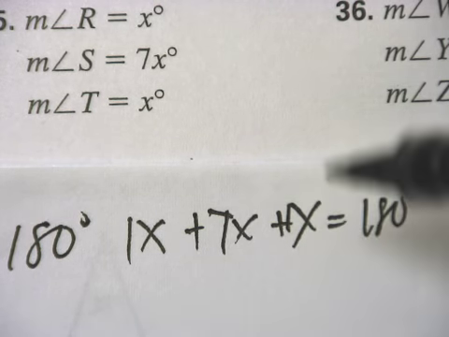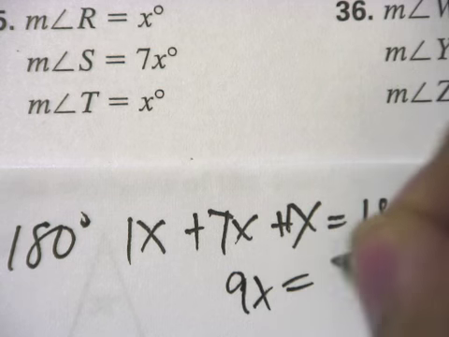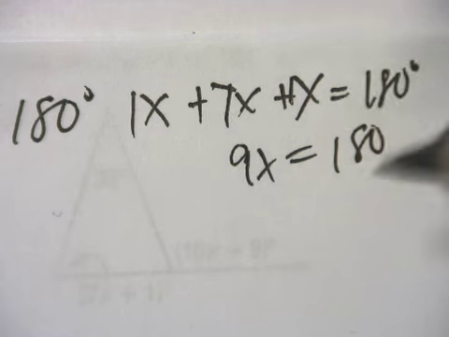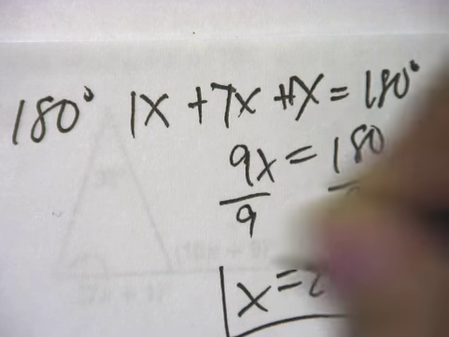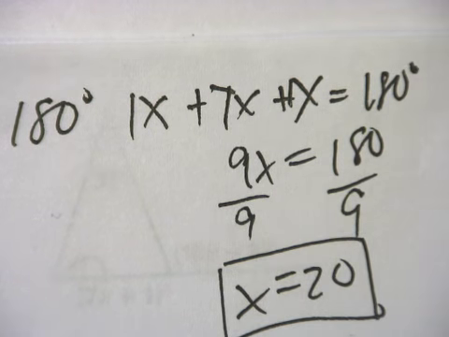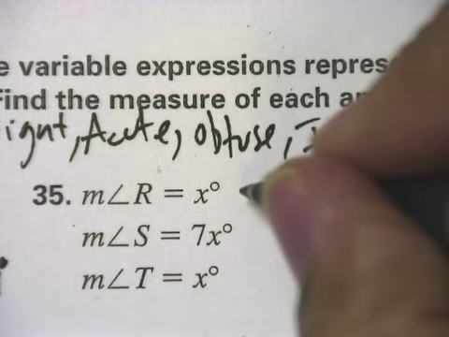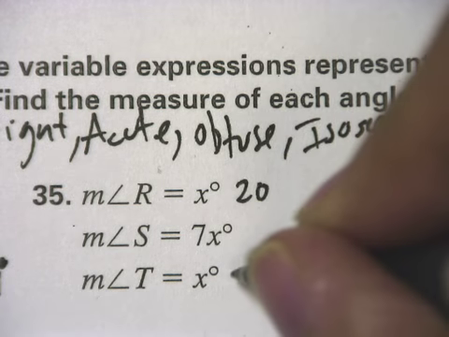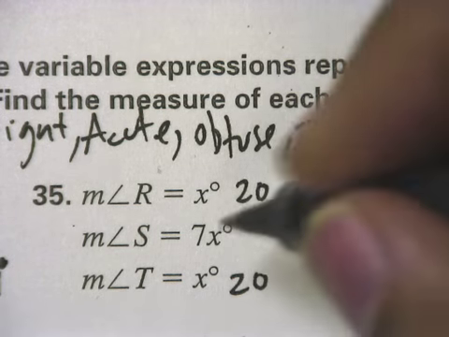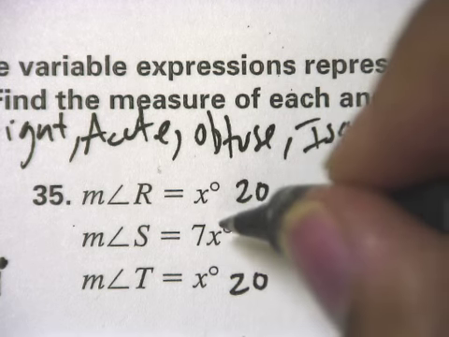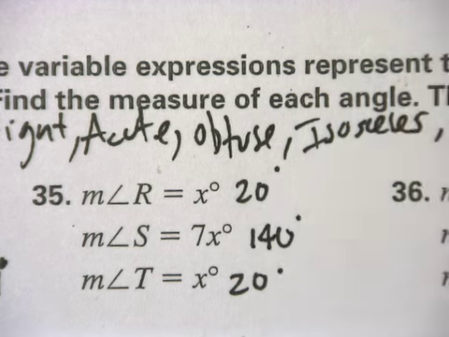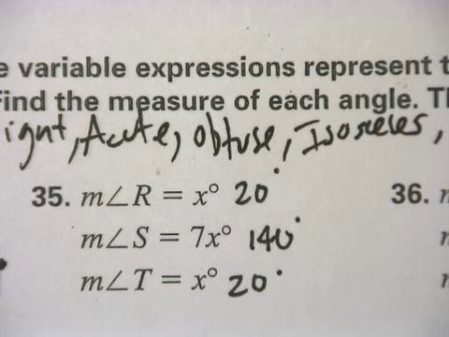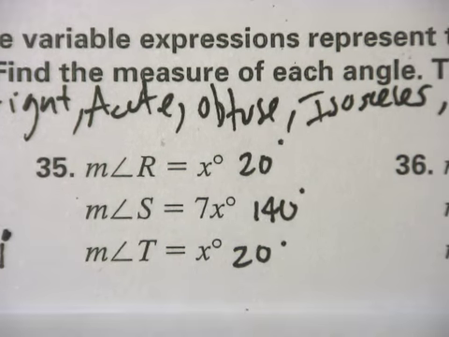Well, there's a 1 in front of here. 1 plus 7 is 8. 8 plus 1 is 9, so we get 9x equal to 180. Divide by 9. X equals 20. So I know x is equal to 20 degrees. So x here is 20, and x here is 20. And 7 times 20 is 140 degrees.